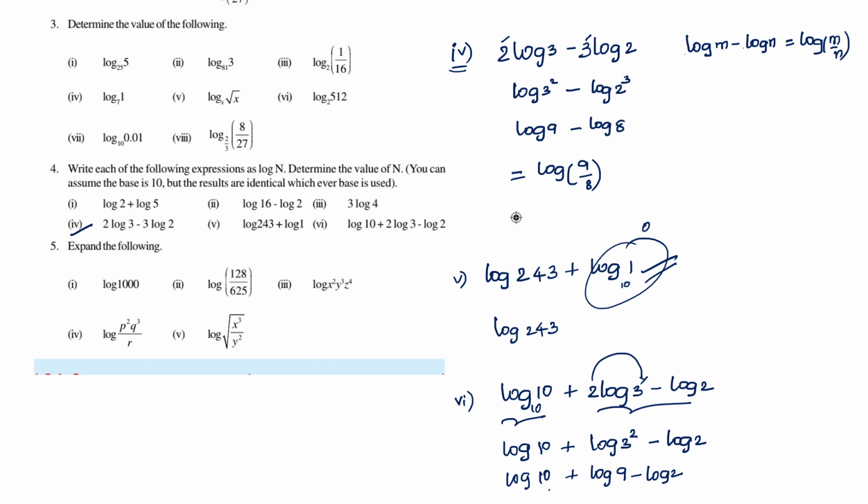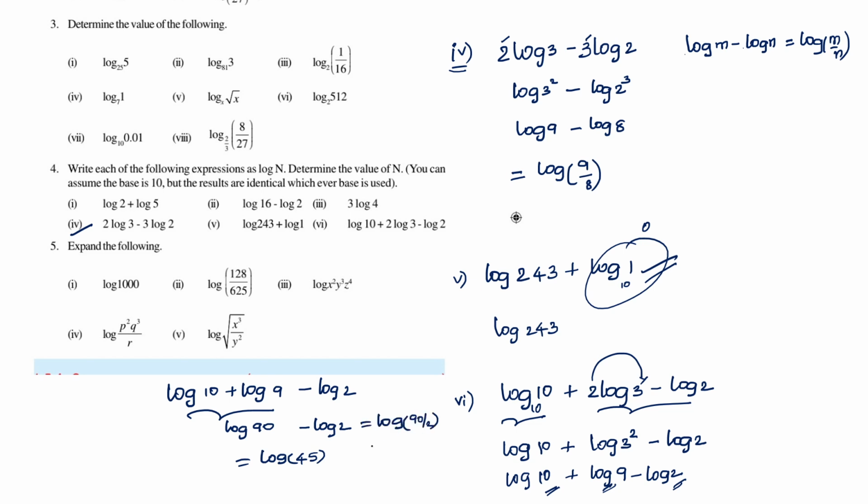So now see here, log 10 plus log 9 minus log 2. Log 10 plus log 9 is log m plus log n, log m into n, so log 90, minus log 2. That means log 90 by 2, log 45. Log m minus log n is given by log m by n. Okay, that's it.